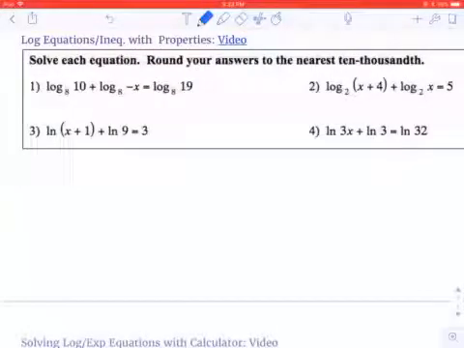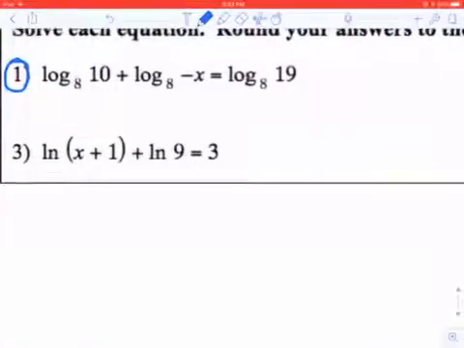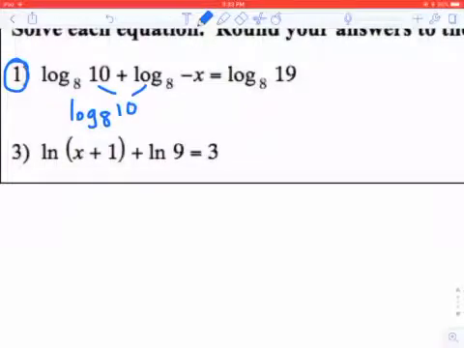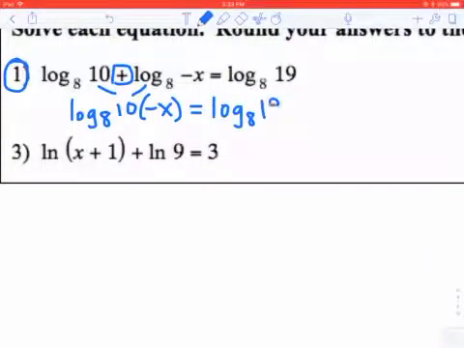Let's take a look at solving log equations and inequalities that include properties. So example 1, we have log base 8 of 10 plus log base 8 of negative x equals log base 8 of 19. So the first thing to do is put these two logs together as log base 8 of 10 times negative x. Because they were adding, we need to put them together as multiplying. Then that would equal log base 8 of 19.